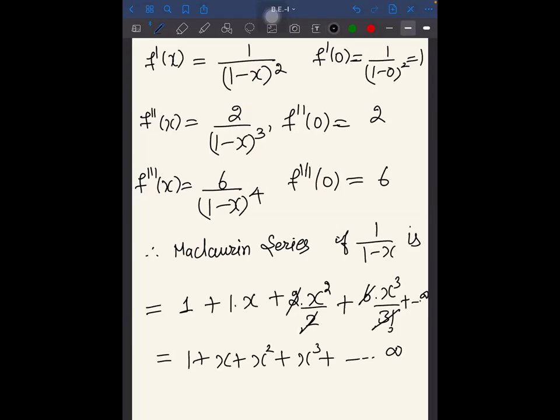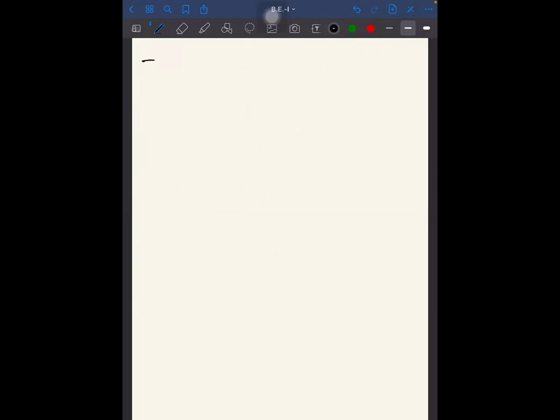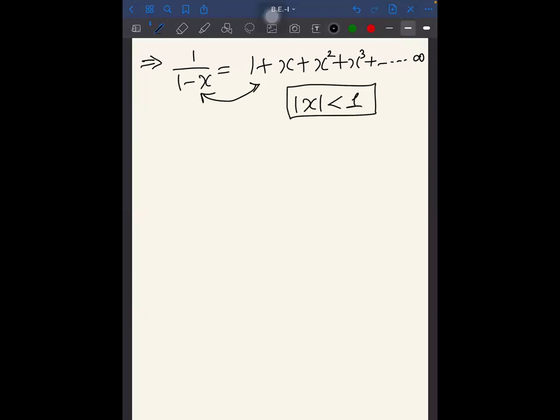It is an infinite GP, because your function is 1 upon 1 minus x, and that would be the sum of the GP. But you also know that this is not going to be true every time. This will be true only when mod x is less than 1. Otherwise, this may not be equal to this every time.